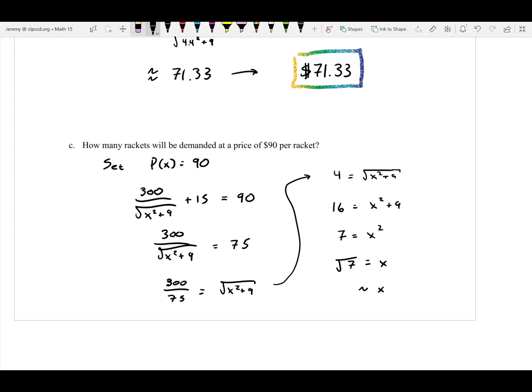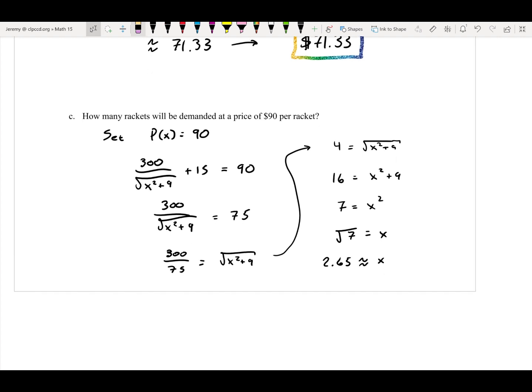So x is approximately equal to 2.65. I'm going to round it to the nearest hundredth because I want to multiply this number by 100 to get the actual number of rackets, because x is measured in hundreds of rackets. So my answer is approximately 265 rackets.